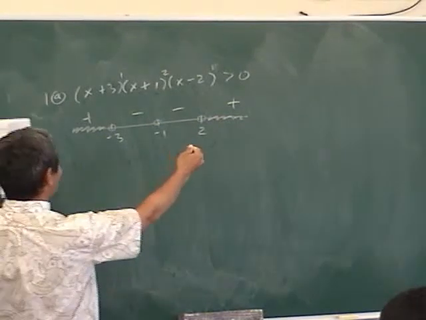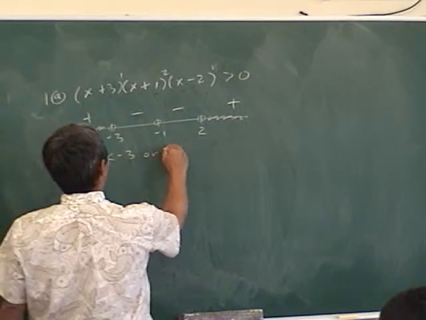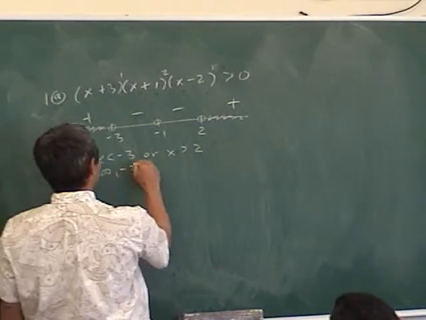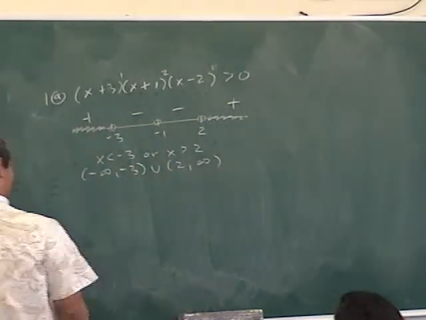Now you look at your number line and you just write your answer down. X is less than negative 3, or x is greater than 2. Or do you write negative infinity to negative 3, union 2 to infinity? I don't care. Write either one.